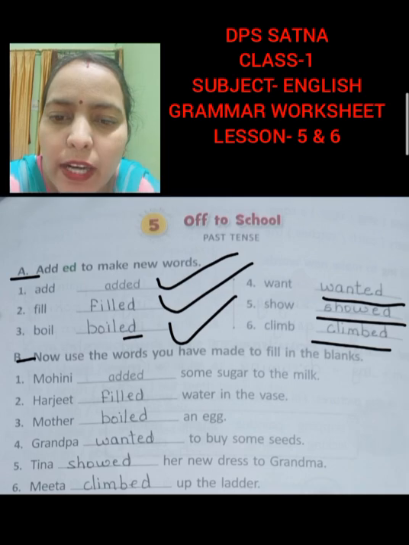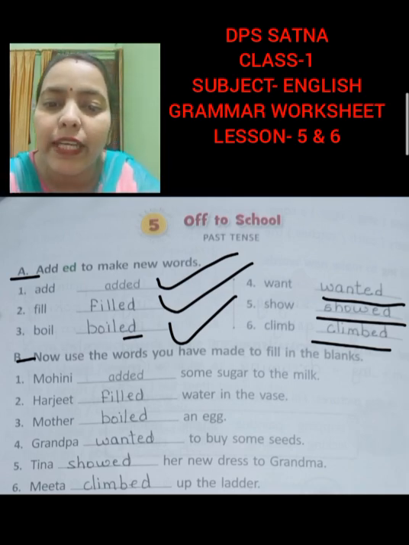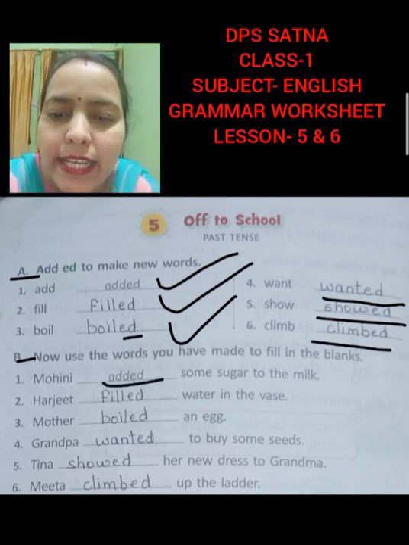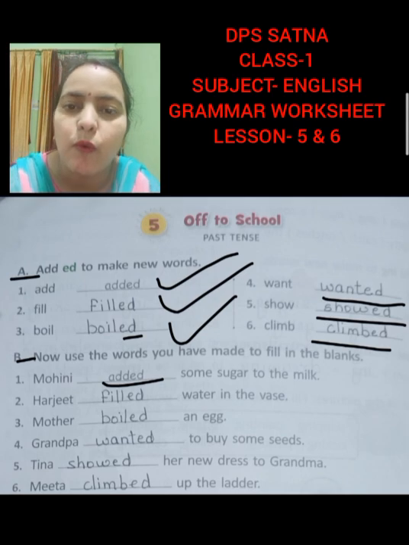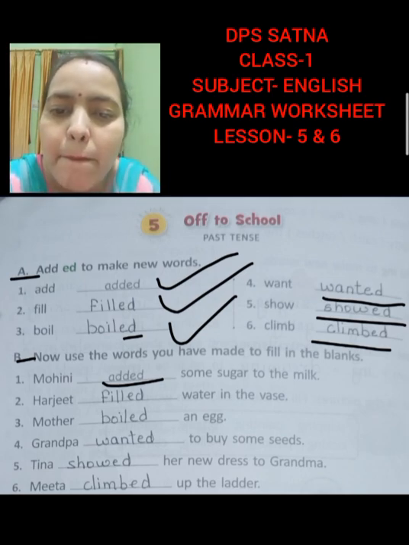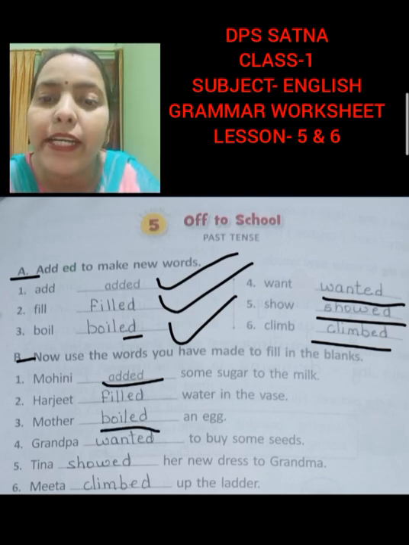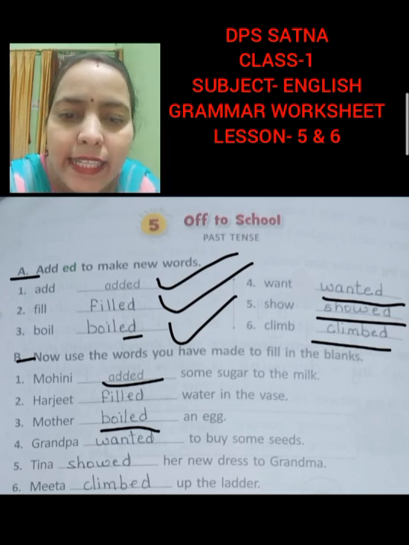Now the first one, Mohini dash some sugar to the milk. Mohini added. Now the second one is Harjeet dash water in the vase. Harjeet filled water in the vase. वास के अंदर उसने वाटर को फिल किया है, भरा है. मदर डैश एन एग. मदर ने एग को क्या किया है, बॉइल्ड किया है, बॉइल किया है. ओके, सो मदर बॉइल्ड एन egg.